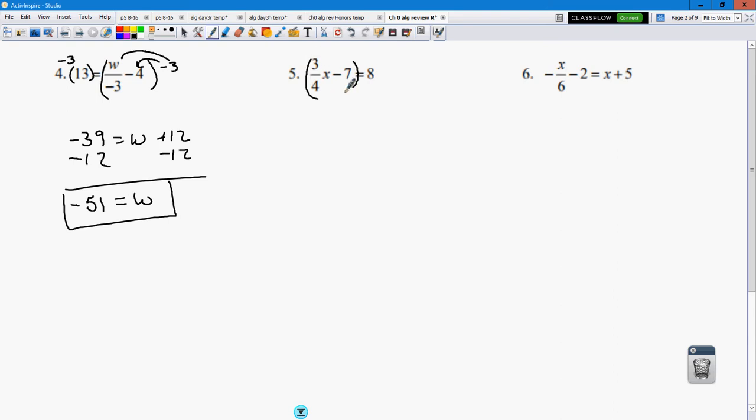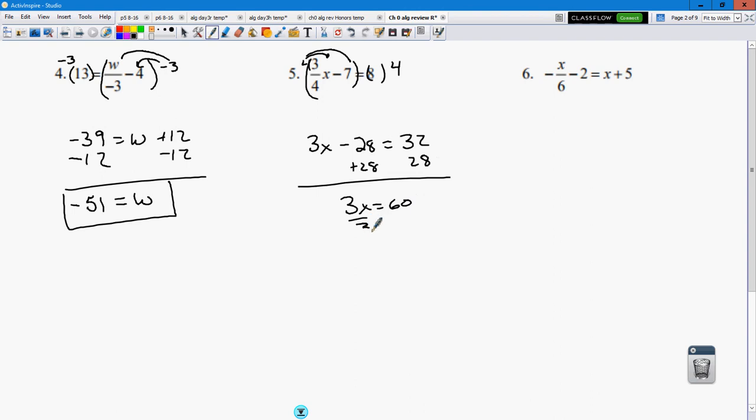I see a fraction, I'm going to get rid of it. I'm going to multiply both sides by 4. 4's cancel on this first time when I distribute, giving me 3x. And 4 times a negative 7 would be negative 28. 8 times 4, 32. Adding 28 to both sides is going to give me 3x is equal to 60. And when I divide both sides by 3, I get x is equal to 20.